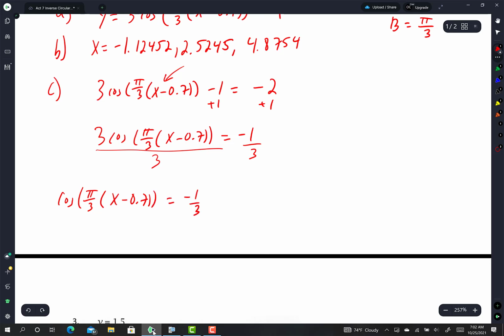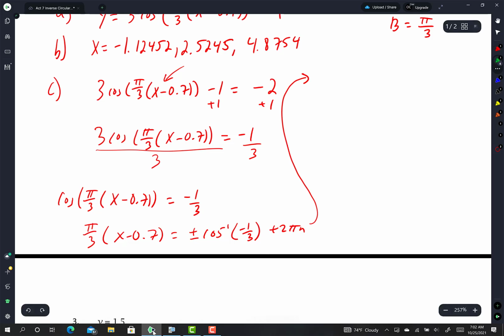Now I have to get rid of that cosine on the left-hand side. So what do I have to do? Yeah, that's right, guys. I have to take the inverse cosine. So I'm going to write pi over 3 times (x minus 0.7) equals plus or minus arc cosine of negative 1/3 plus 2 pi n. And we're really close, guys.